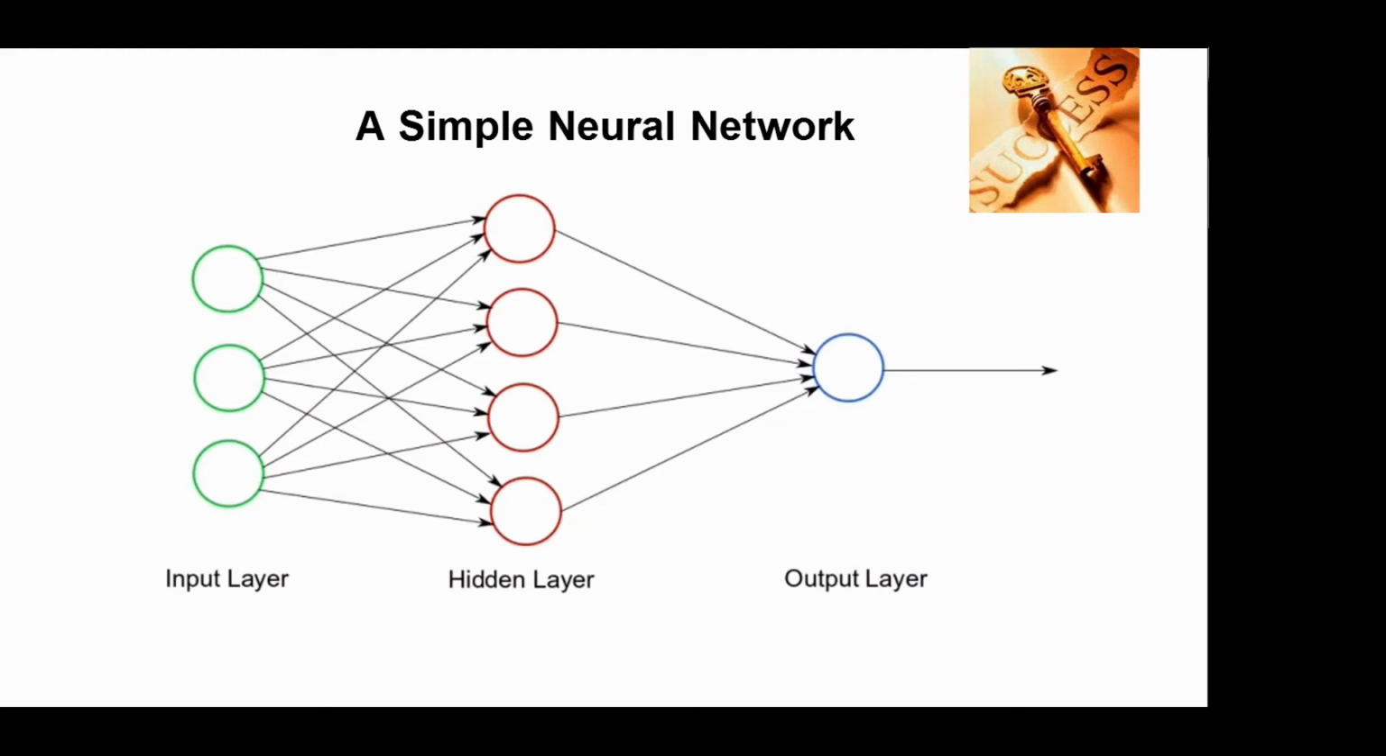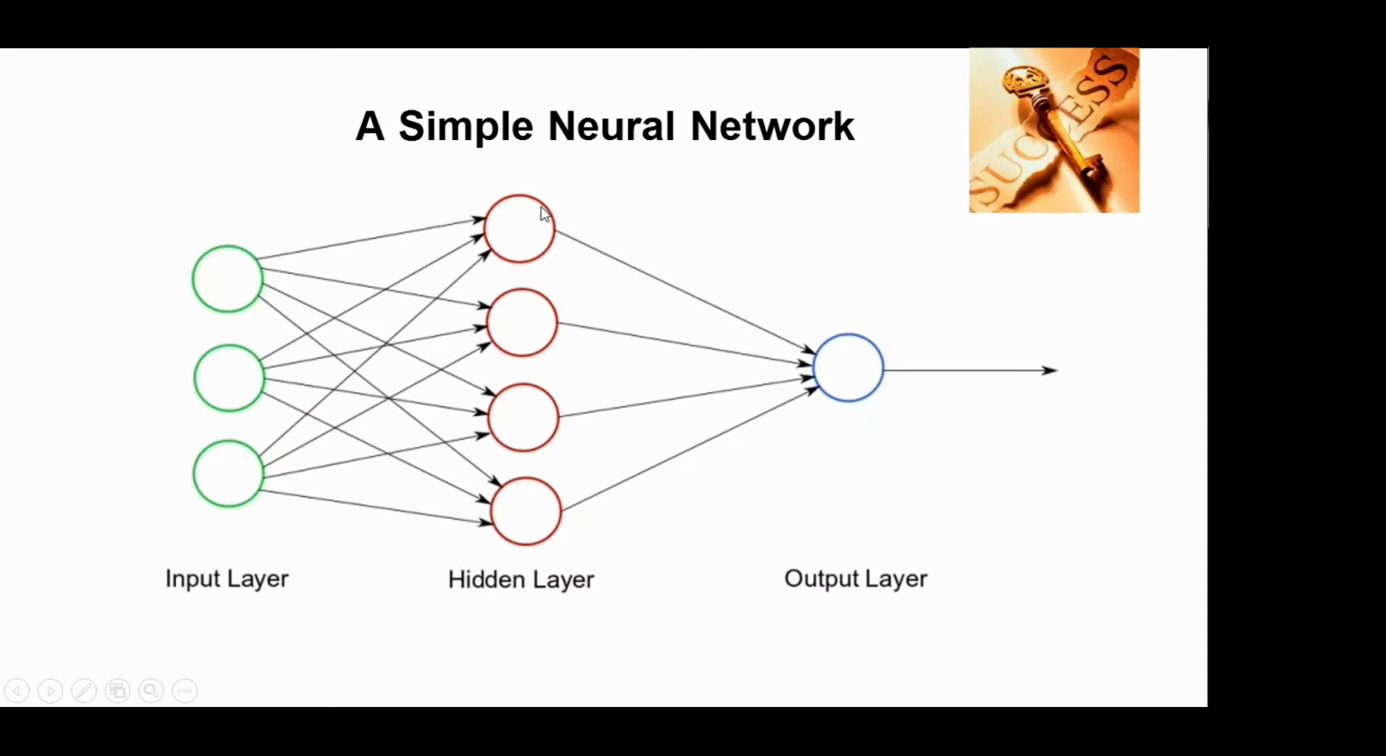The output layer: if there is one node in the output layer, then it is a binary classification problem. If there are two nodes or more than two nodes in the output layer, then it is a multi-class classification problem. It means you are generating the output for multi-class classification, or you are detecting multiple objects. Okay, and you can increase the number of hidden layers between the input layer and output layer.